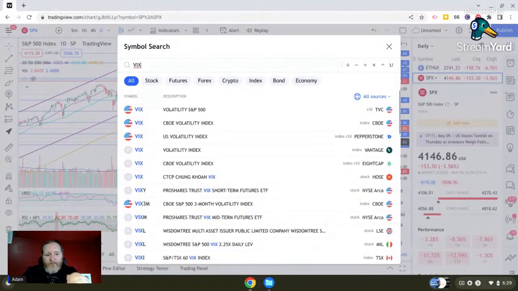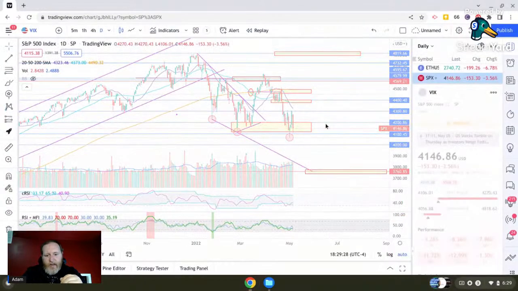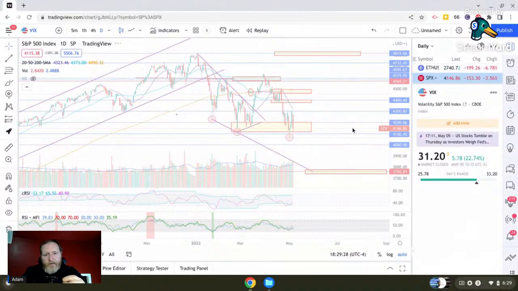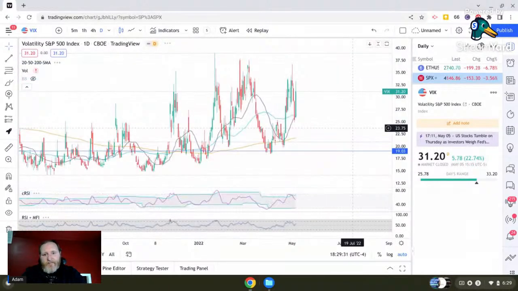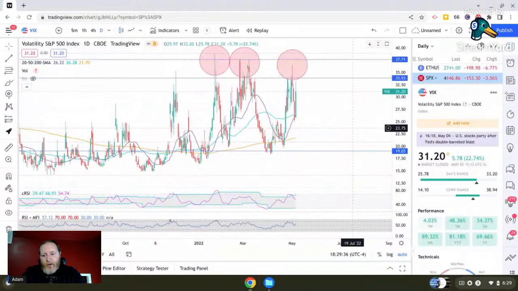The CBOE Volatility Index, or the VIX. Ticker symbol VIX, and then choose on the right-hand side here, CBOE. This is the one you want, second one down on the menu. And you can see a spike of 22.74%. Right here on the right side of my screen, this gives you the number where the VIX is currently at, 31.20, and the percentage gain today of 22.74%. That's over here on the far right-hand side of the screen.